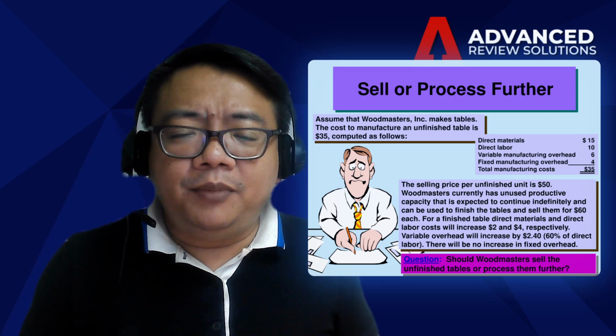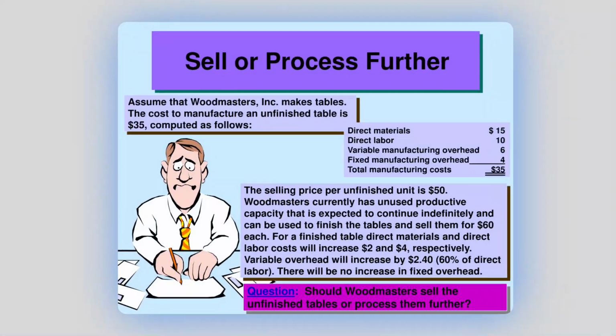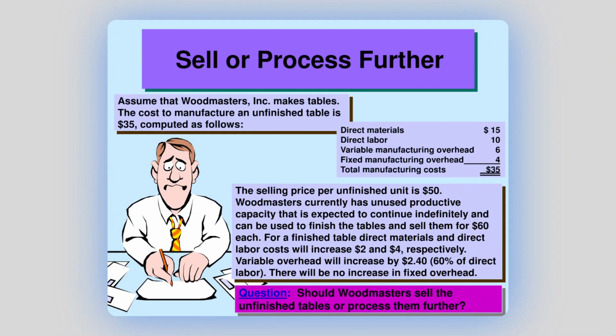So, for example, assume that Woodmasters Incorporated makes tables and the cost to manufacture a finished table is 35. So, you have direct materials of 15, direct labor of 10, variable overhead of 6, then we have fixed manufacturing overhead of 4. Now, your selling price for unfinished tables is 50. Woodmasters currently has unused productive capacity that is expected to continue indefinitely and can be used to finish the tables and sell them.